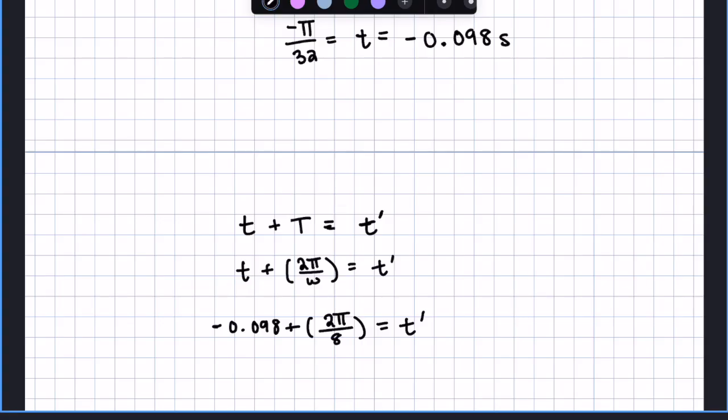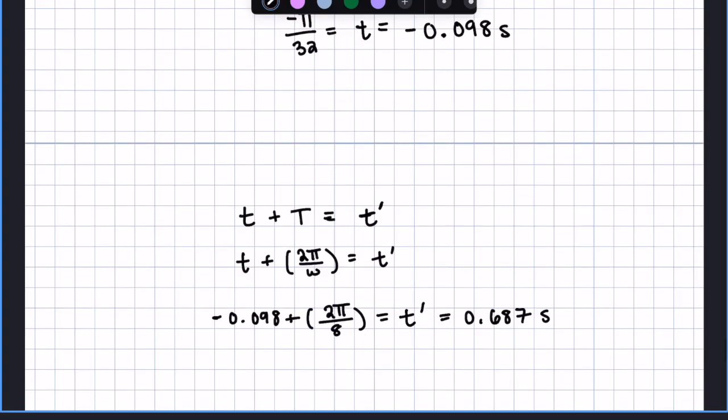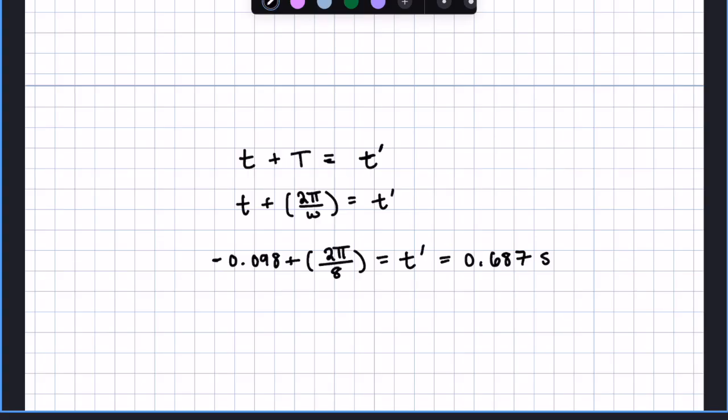And if I take, let's see, that's basically plus a pi over 4. That gives me 0.687 seconds. I'm not usually a work checker, but this is something where I would go back and check my work, which would just be plugging this in now to 0.2 cosine of 8 times this 0.687 plus pi over 4.